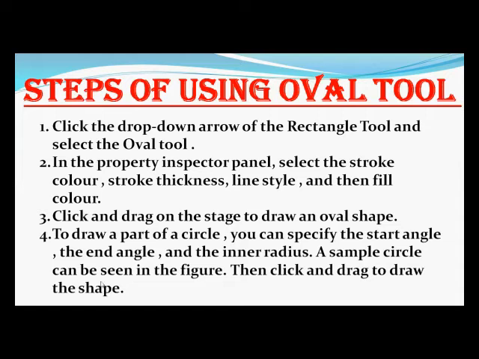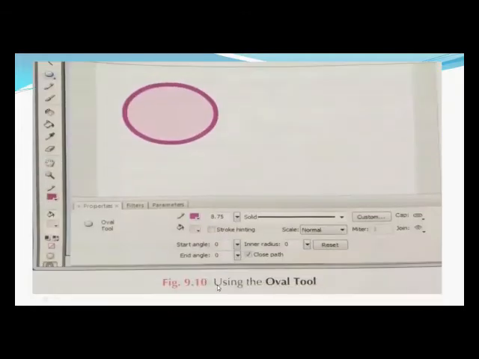A sample circle can be seen in the figure. Then click and drag to draw the shape. Now I'm going to show the figure. Now this is using the oval tool. Again, this is the stroke and this is the fill. This is the circle. The oval tool is located in the tool panel.